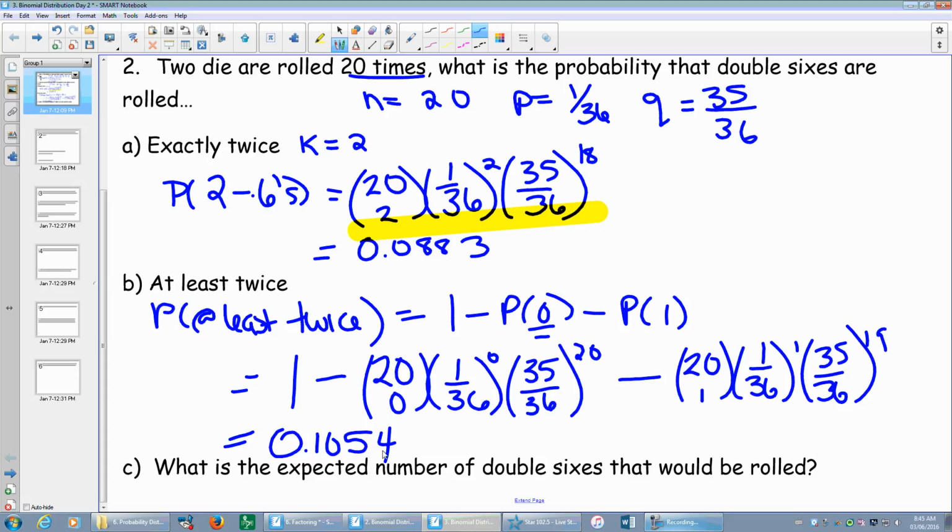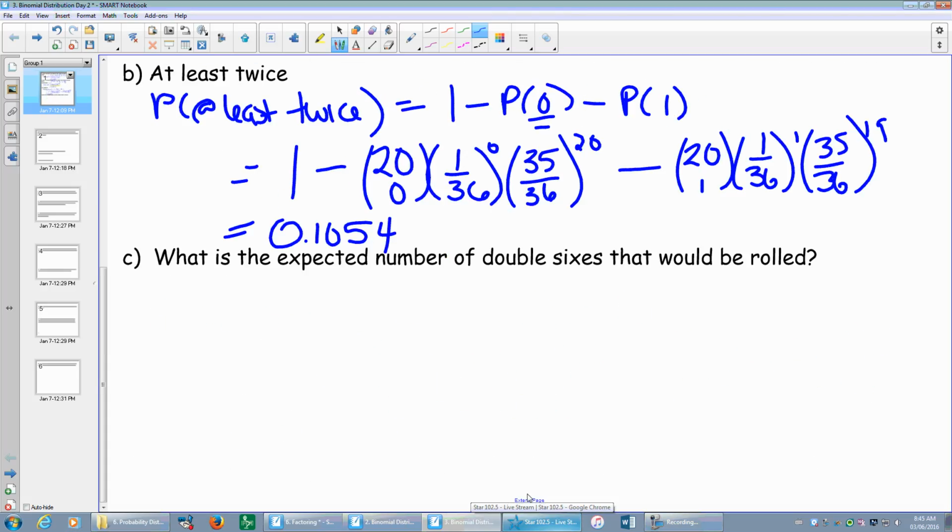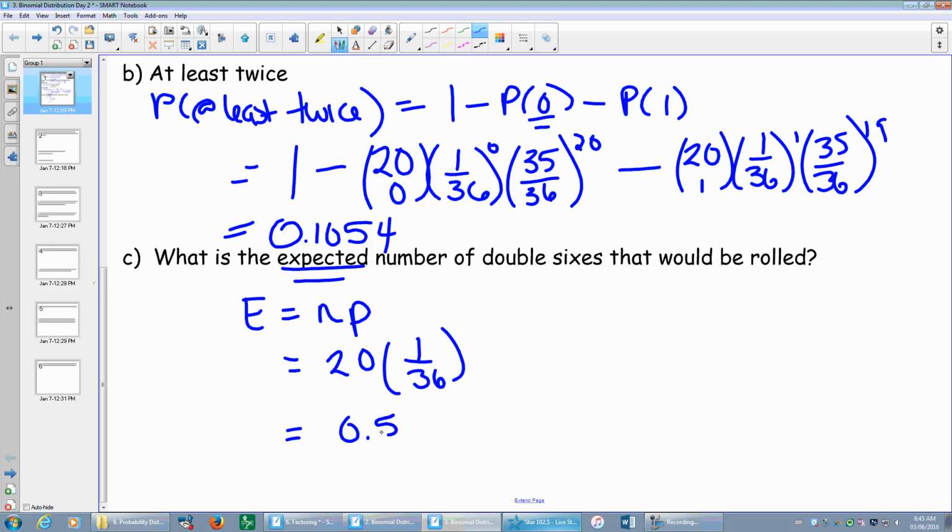Okay, the next piece here, it says, what is the expected number of double sixes that would be rolled? As soon as it says what is the expected, this is a Bernoulli trial where we have a success or we have a failure. Success is if we roll the doubles, failure is anytime we don't. My formula is the expected value is the number of trials times the probability of it being successful. So 20 times 1 over 36, that gives me 0.5556.